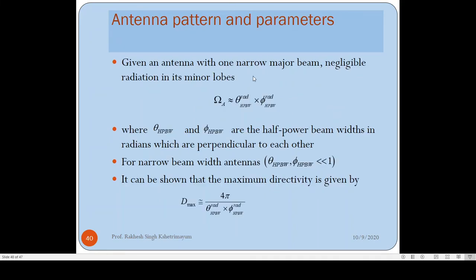And this beam solid angle can be found easily when you have a narrow major beam and negligible side lobes. In that case, you just find the half power beamwidth in theta in radians and the half power beamwidth in phi in radians. Then you multiply those two, and you will get the beam solid angle. So Dmax is defined as 4 pi by beam solid angle.